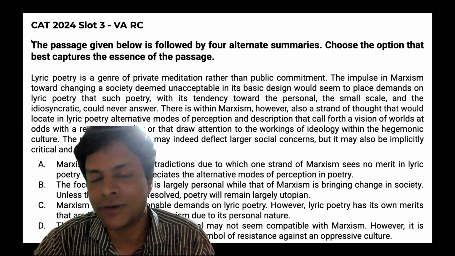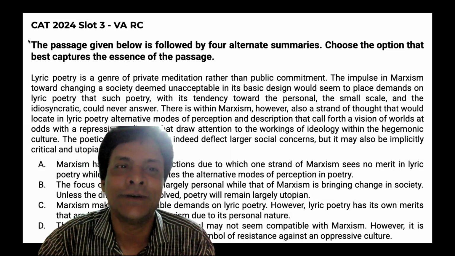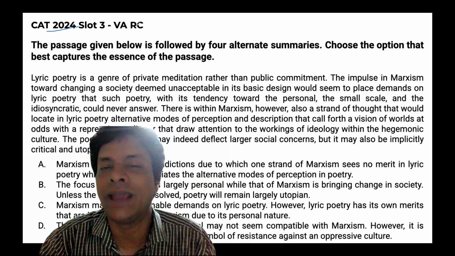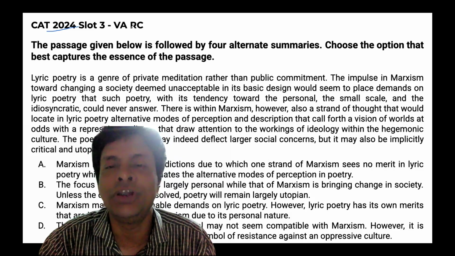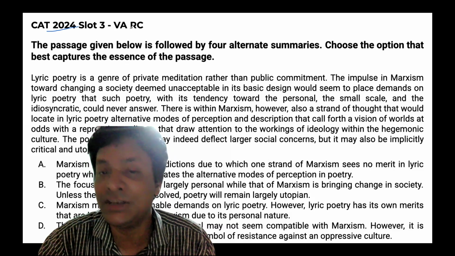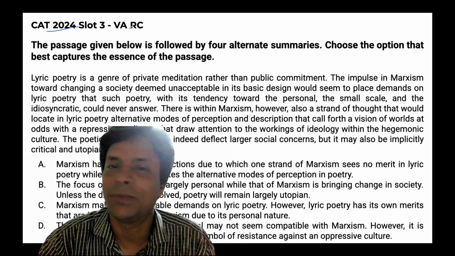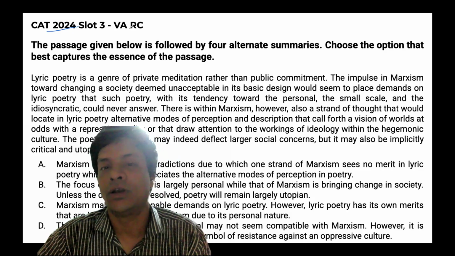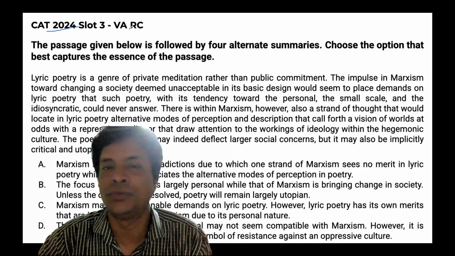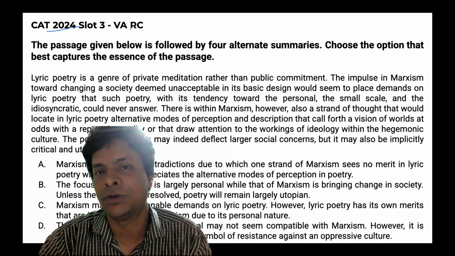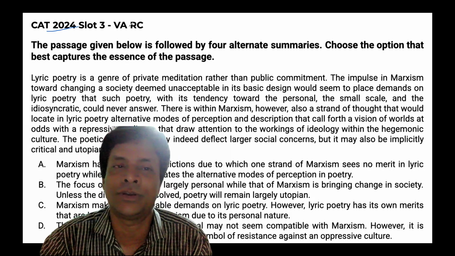So as far as we know, in the last year, in CAT 2024, we have three of the para summary questions in each of the slots. So slot one, we have three para summary questions, and in slot two, we have also three para summary questions, as well as in slot three, we have three para summary questions.